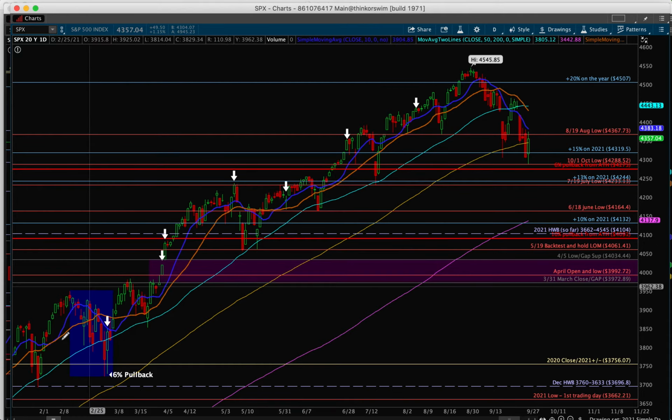Here is that big, deep pullback that we had earlier in the year. This was the biggest pullback we've had all year. It happened from mid-February to early March at 6%, and that's why we keep watching that 42.75 level, because that would be a 6% move off of this high that we've made. And our October low only made it to 42.88, and we have that October low on ES that would take us a little bit below 42.75.